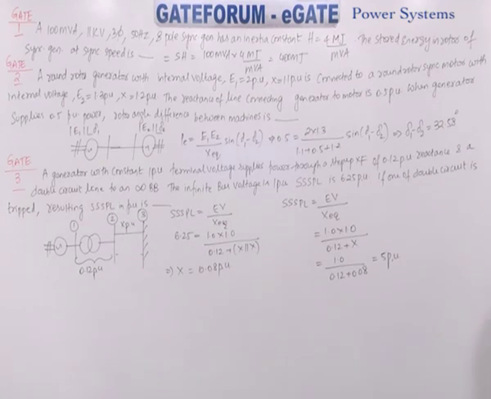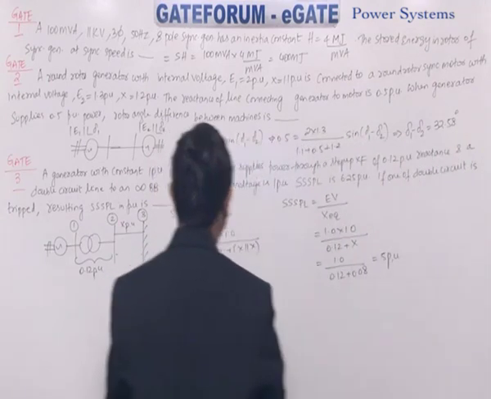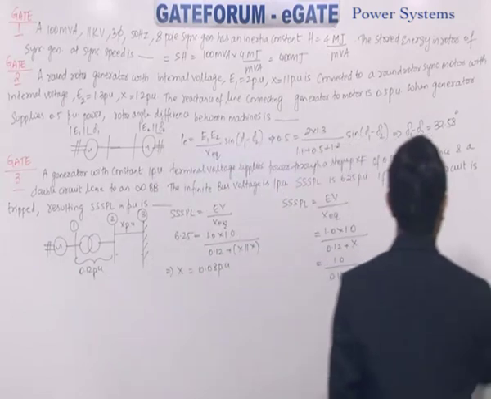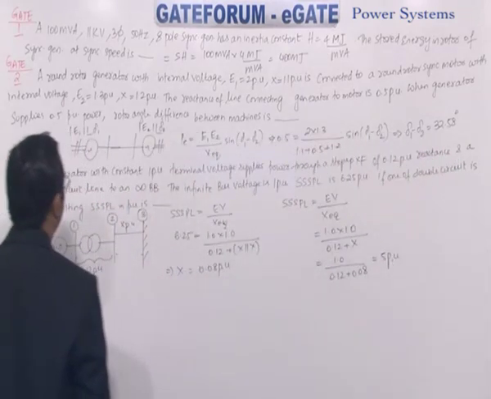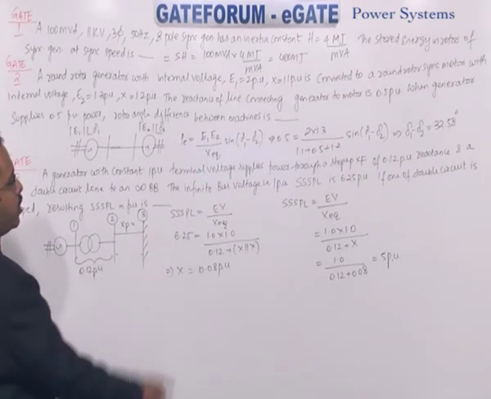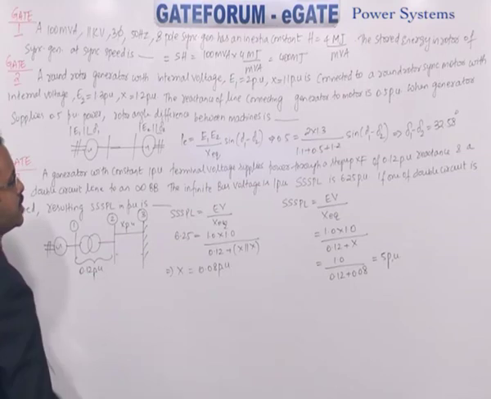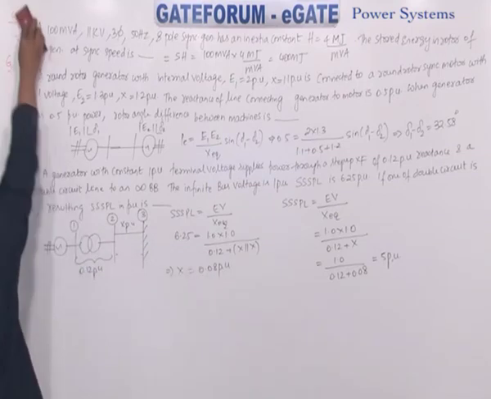So this is how you simplify and get the steady state stability limit with only one of the lines, that is, the second line tripped. With both lines it is 6.25 per unit, but with only one line power transmission is decreased to only 5 per unit here.